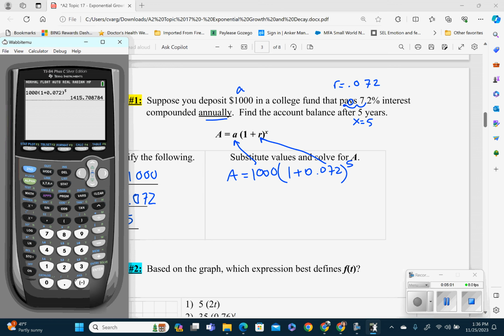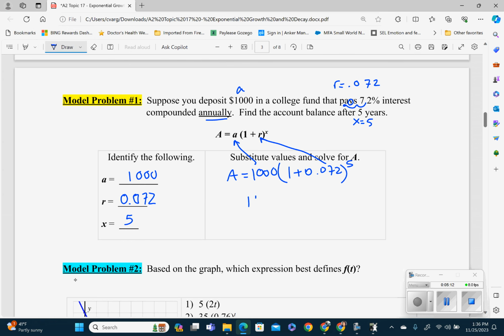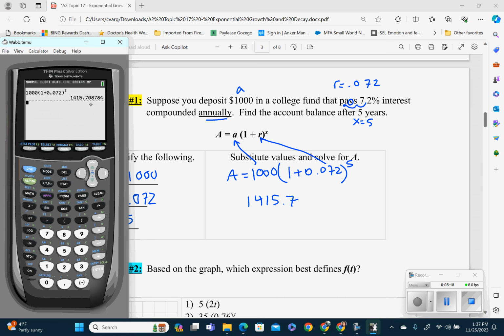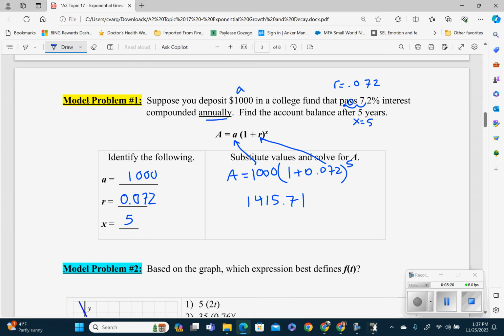And then when we hit enter, we get 1415, and then it doesn't tell us what to round to, so since this is money, let's round to the nearest penny. So 1415 point, I think it's 70, let's see. So that 8 makes that 0 go up to a 1. Okay, so since this is money, here is how much is in the account after 5 years.